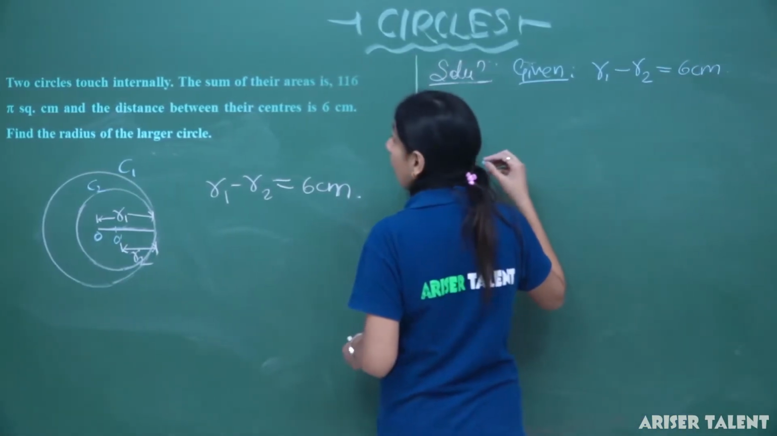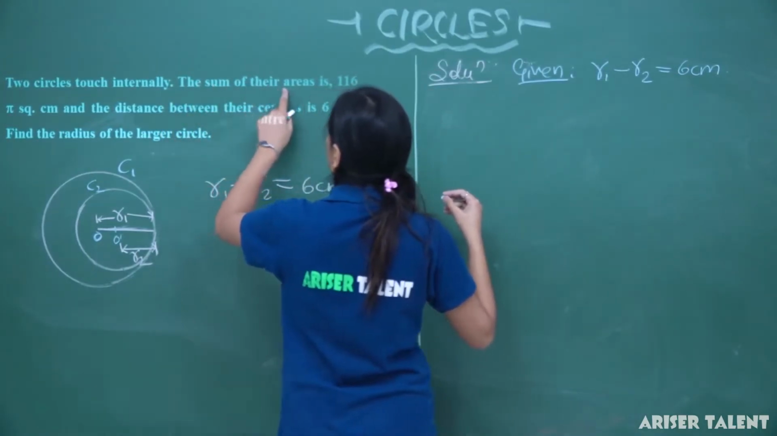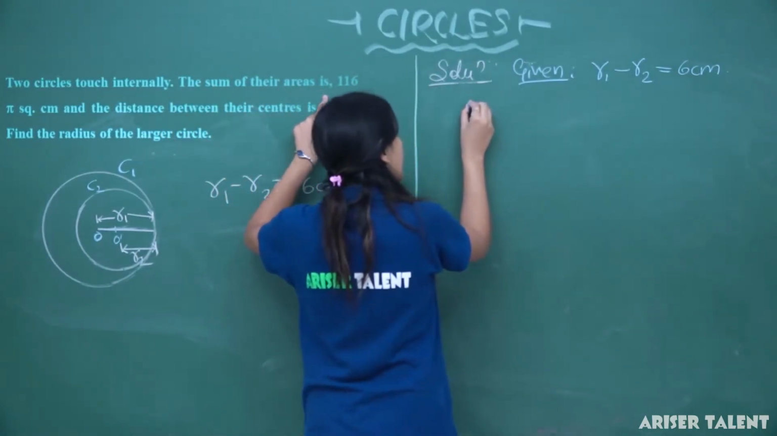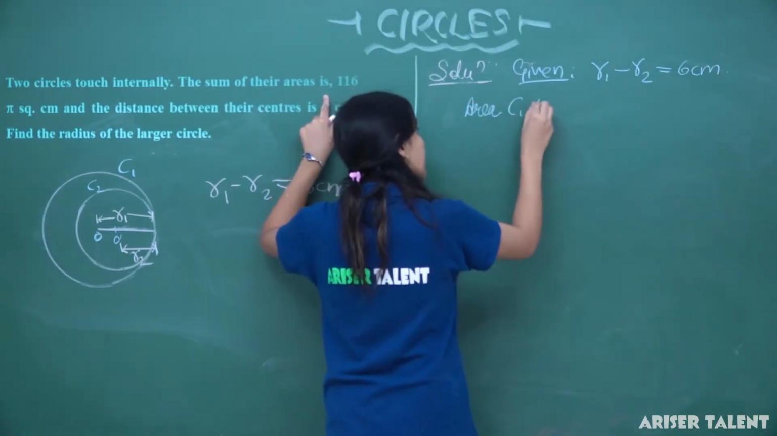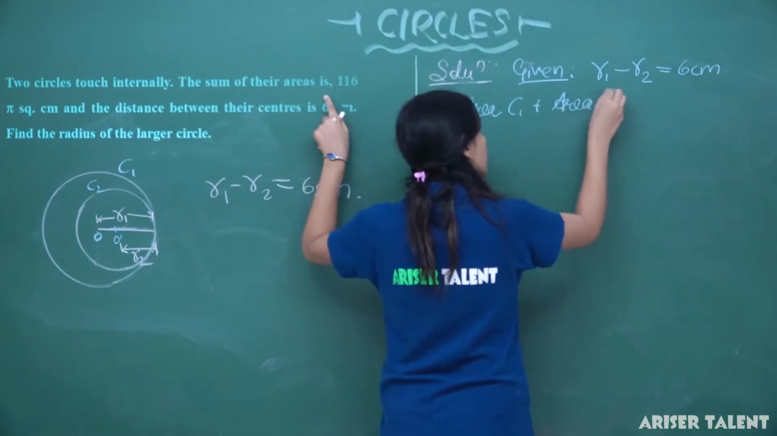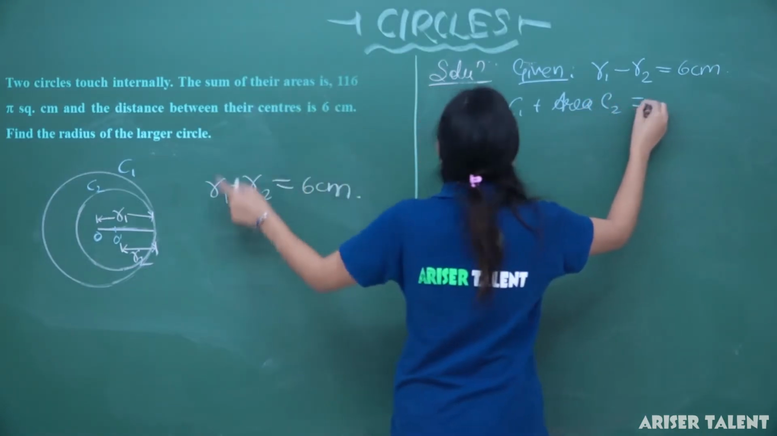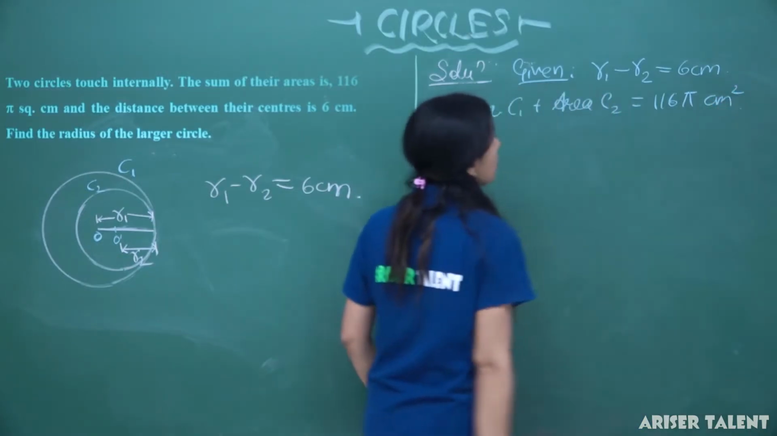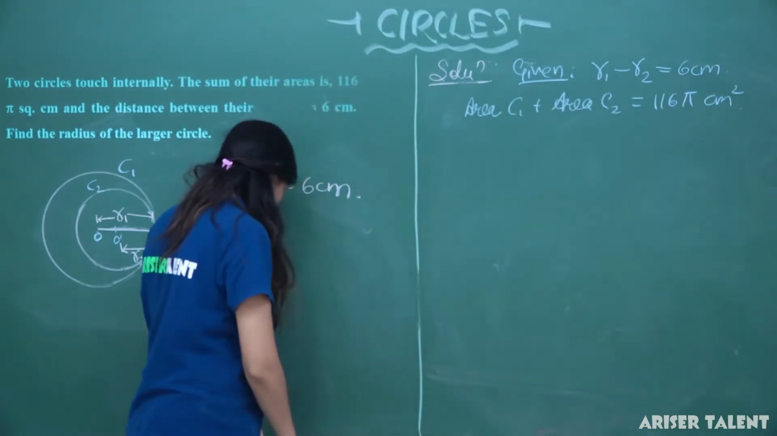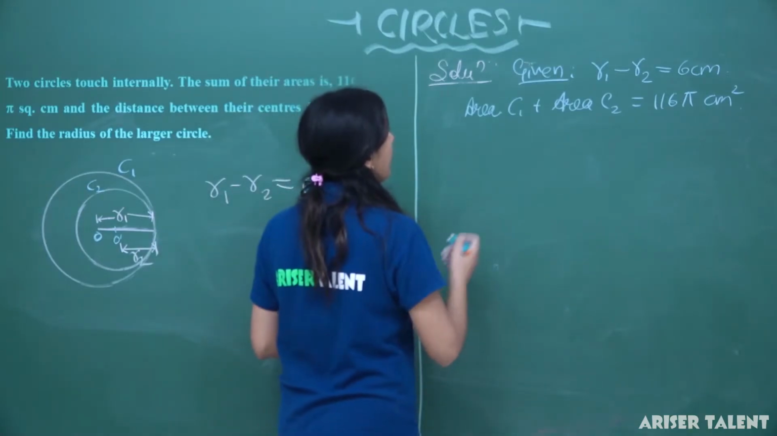Okay. Now I am given this information: the sum of their areas. Now if area C1 plus area C2 is given as 116 pi centimeter square, right? So for the solution part, what will I do?